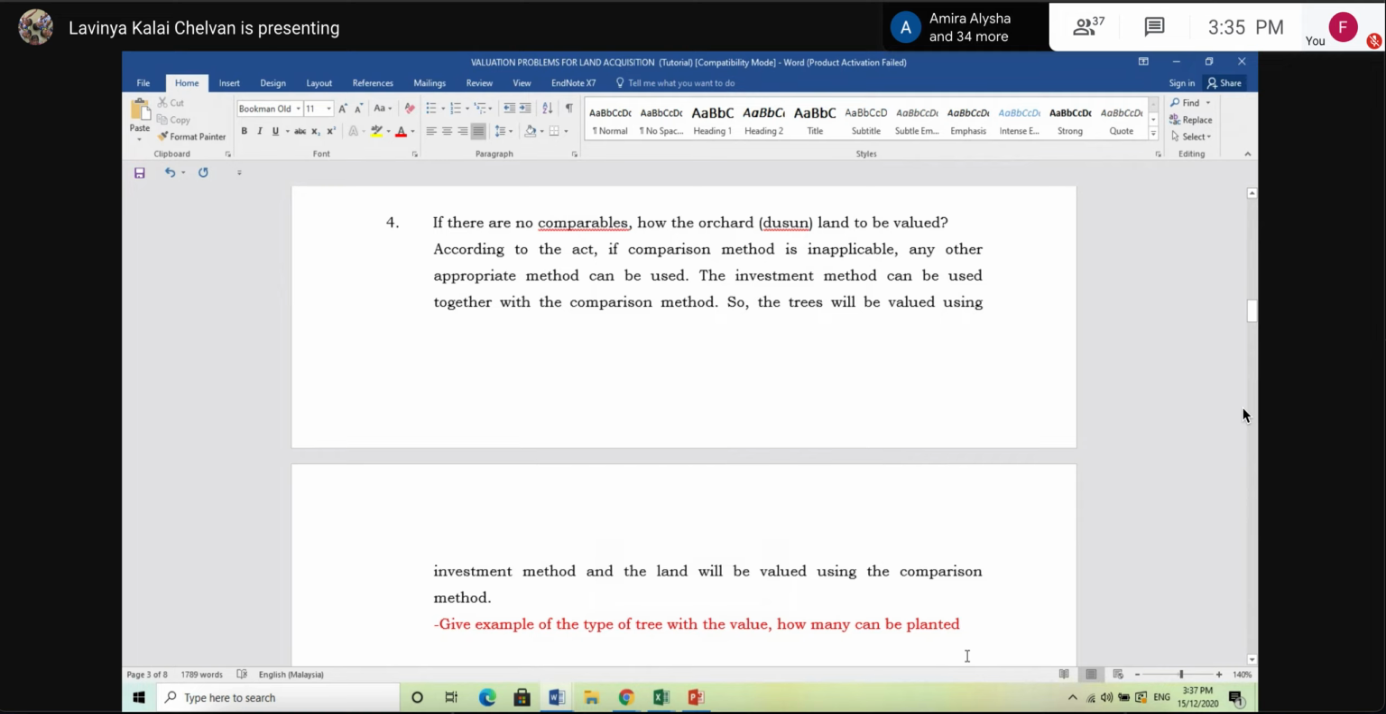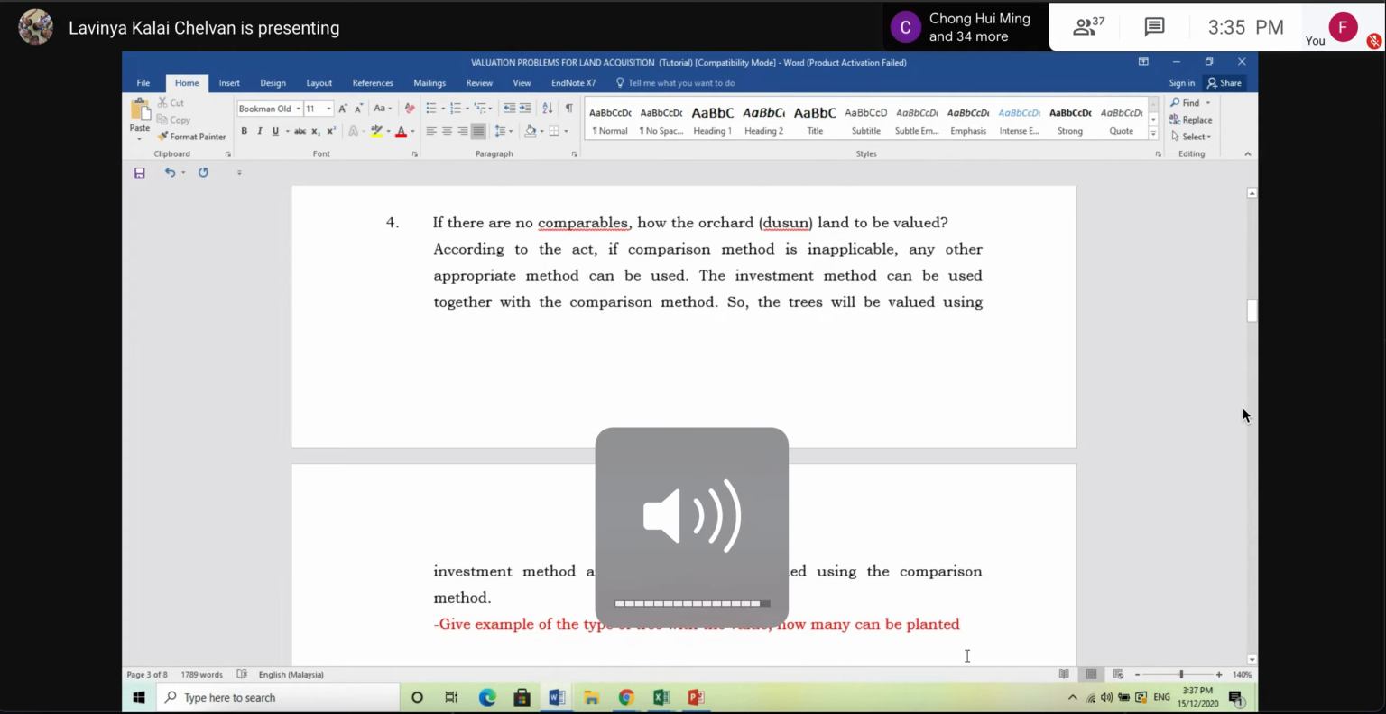What we learned from last year, oil palm tree, I think investment method is okay in this case. Are you sure? Investment method. Because last time we learned the method, we call that method as the investment method for oil palm tree.